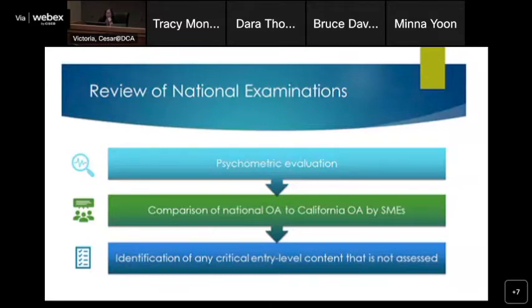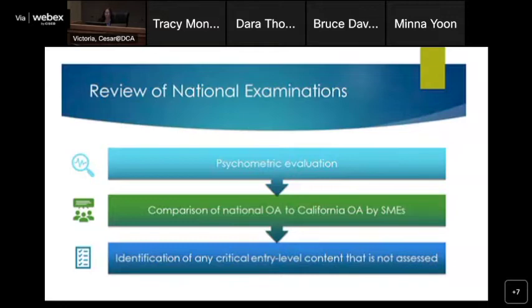The third step is then saying, okay, we've got all this data. Is there anything critical at the entry level that may not be assessed on that national exam? Typically what we see here is California laws and regulations. With many of our national programs, somebody who's practicing in Texas doesn't need to know California laws and regulations, so it's not going to be on that national exam.